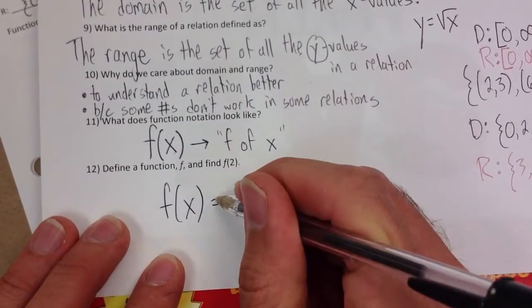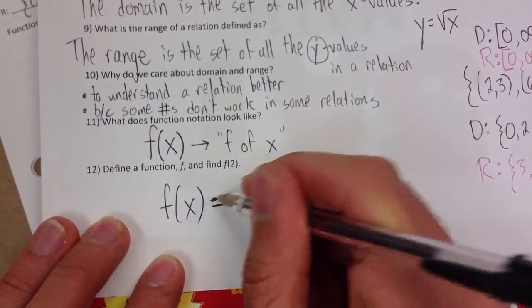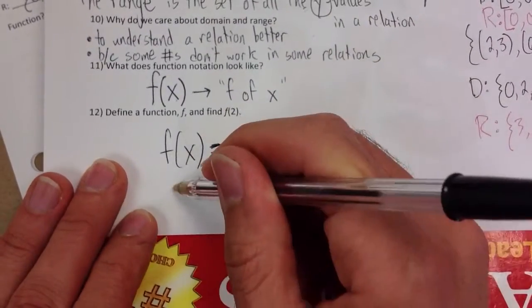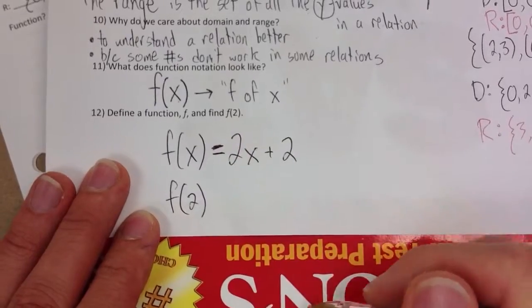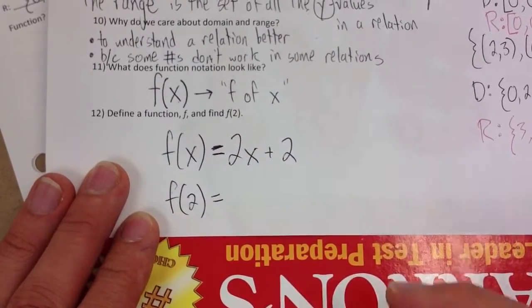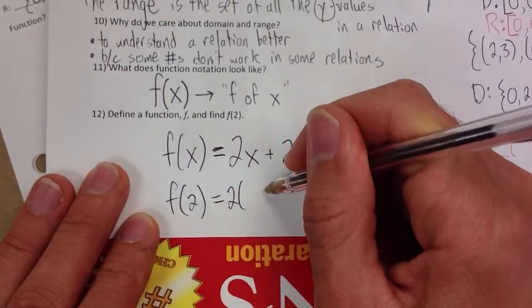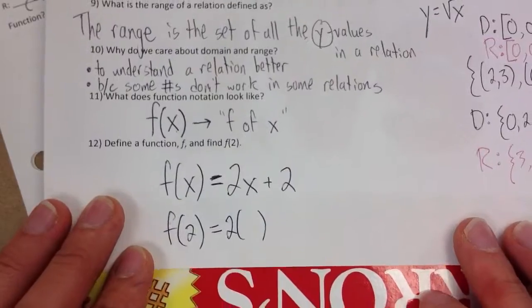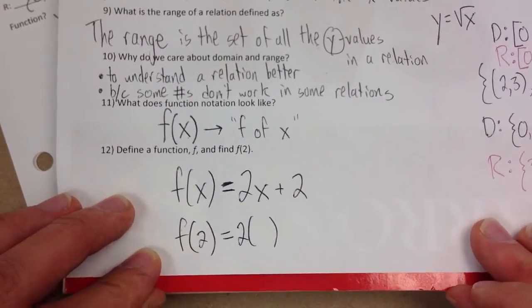Okay, somebody give me a function. Shout it out. 2x plus 2. 2x plus 2, thank you very much. So let's find f of 2, or f at 2. Jordan, do you know how to do that? Yeah. 2 times 2 plus 2 is 6. So if you can substitute, you can evaluate functions or find things like f of 2.